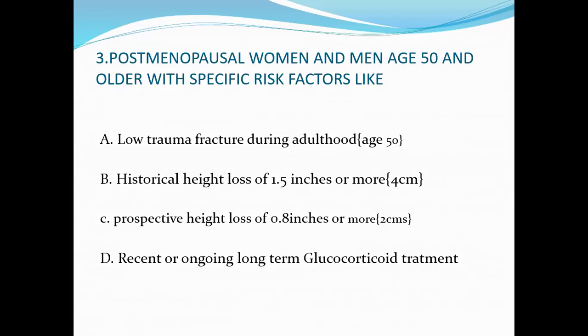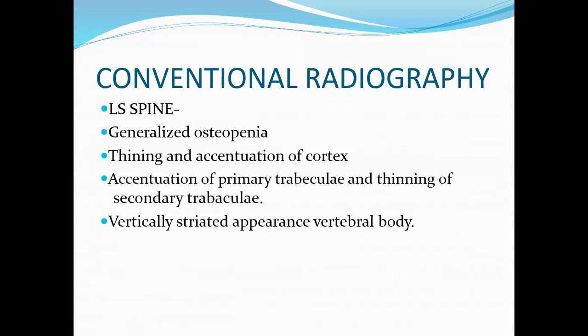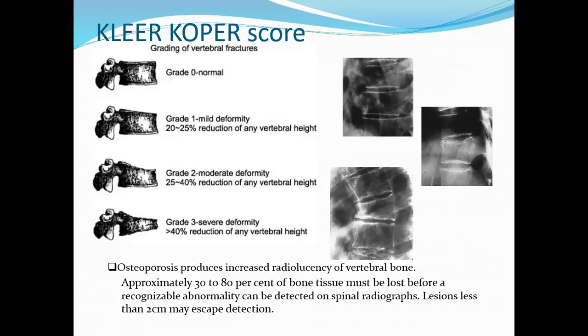In these conditions, conventional radiography is offered. The findings are generalized osteopenia. Just listen to this, you do not have to note all these things: accentuation of the cortex, accentuation of the primary trabeculae and thinning of the secondary trabeculae, and a vertically striated appearance of the vertebral body.